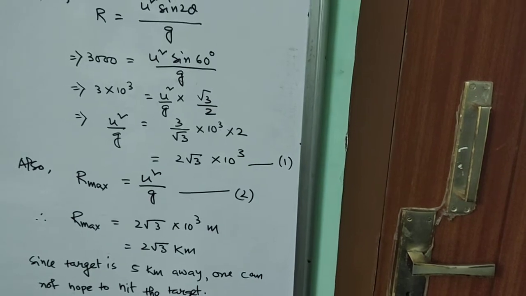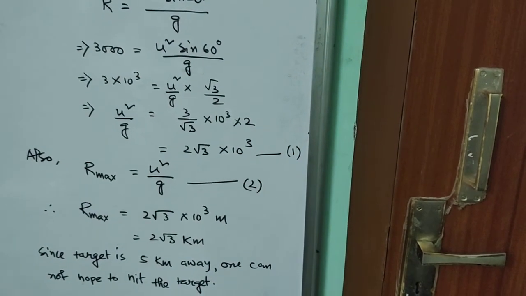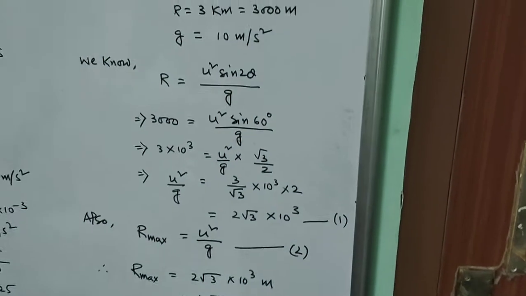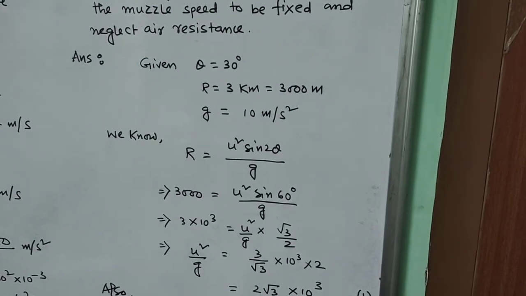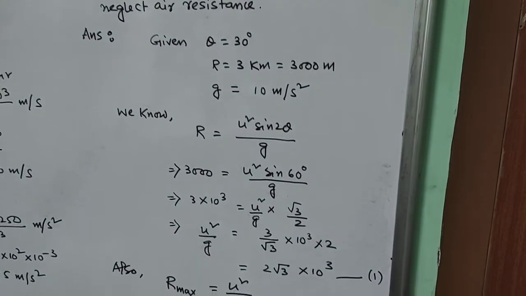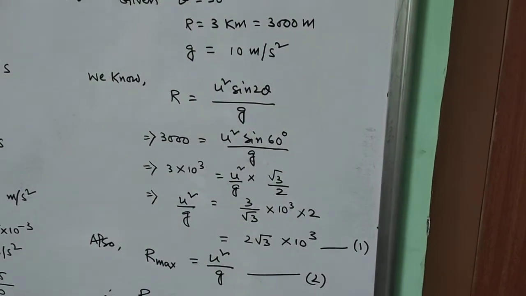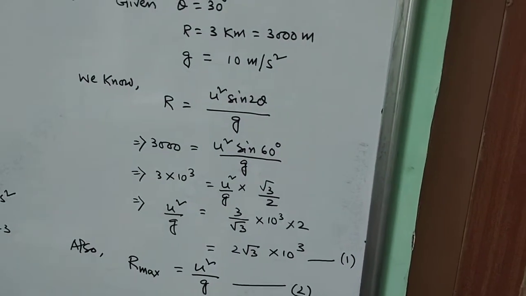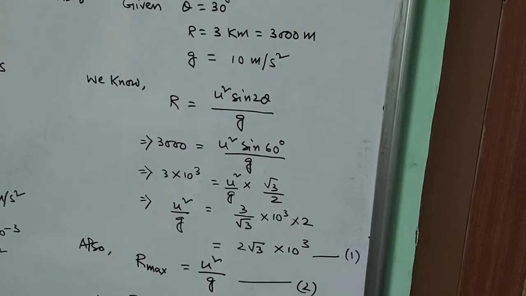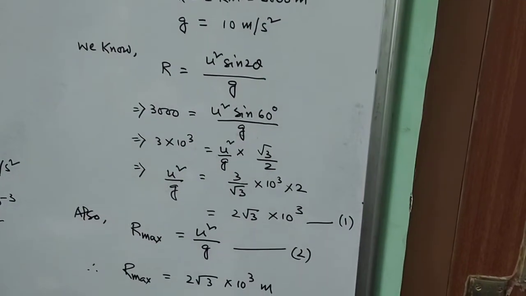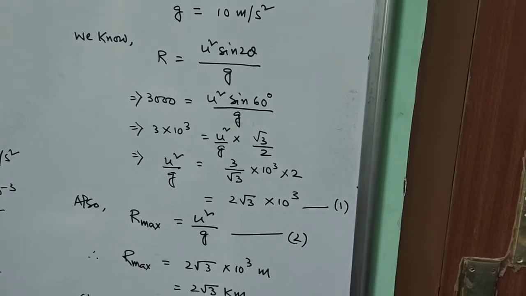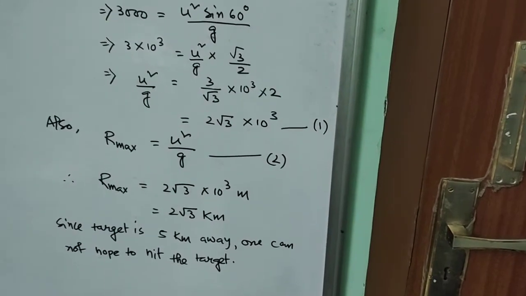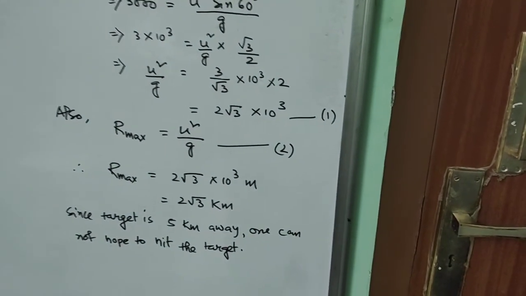But since the target is 5 kilometer away, definitely it is not possible to hit the target, because it says that by adjusting its angle of projection, can one hope to hit a target 5 kilometer away. So whatever range depends on the parameter u square sine 2 theta by g. So these are the parameters. So the maximum value for R max is u square by g. So under any circumstances, it's not possible to go beyond the value of R max, which is 2 root 3 kilometer, and the target is 5 kilometer. That's why it is not possible.